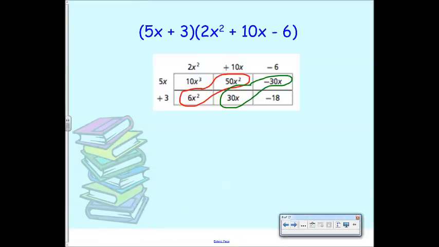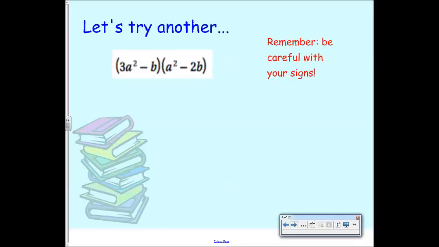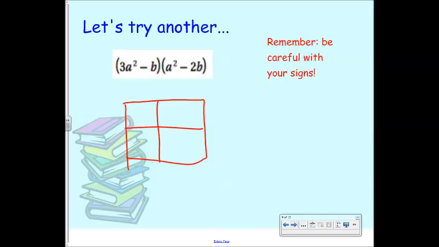Okay, so let's try this one. Do we want to just distribute or use the box method? Box method? Okay, so how big is this box going to be? 4, so it's only going to be 2 by 2. So I'm going to draw a box, 2 by 2. That's a really bad box, but it doesn't really matter. What goes up here? Negative b, and we'll put negative b to the 1. What goes down here? A squared, negative 2b to the 1.